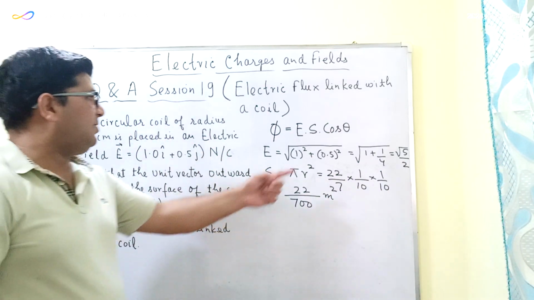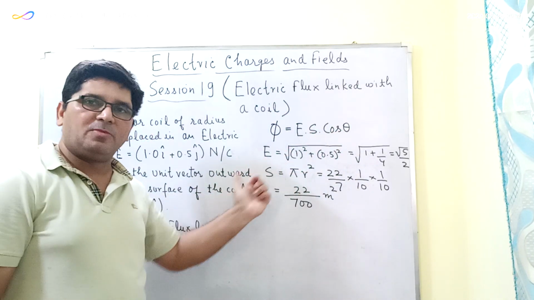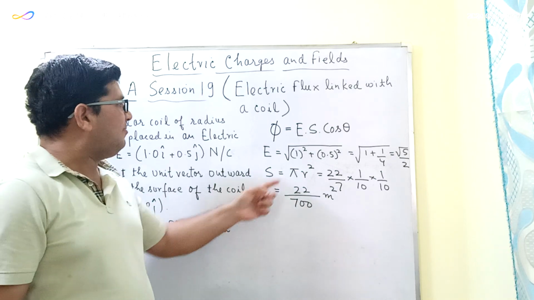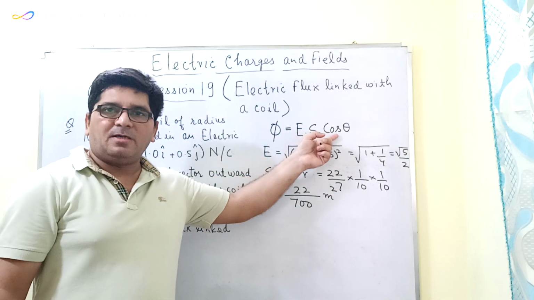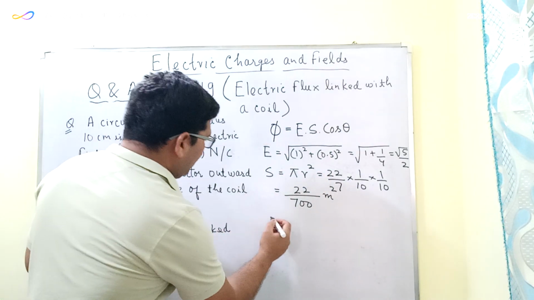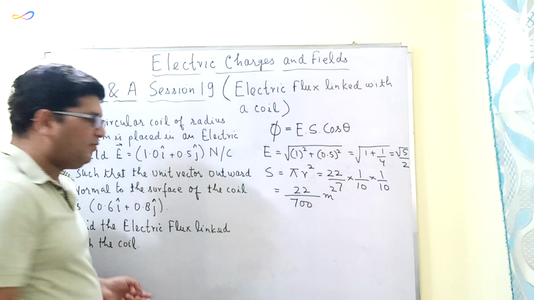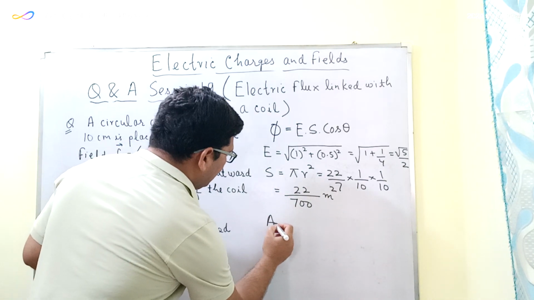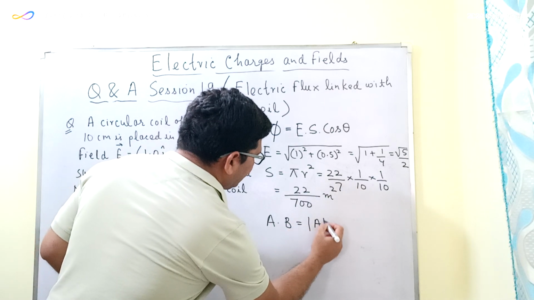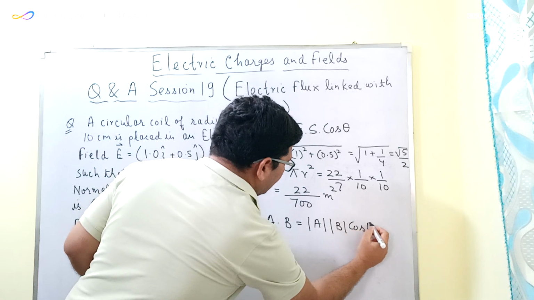Now here we have to find the value of cos theta, and here theta is the angle between the outward normal to the surface of the coil and the direction of the electric field. So here we know that if A and B are two vectors, then the dot product of two vectors is given by mod A mod B cos theta.